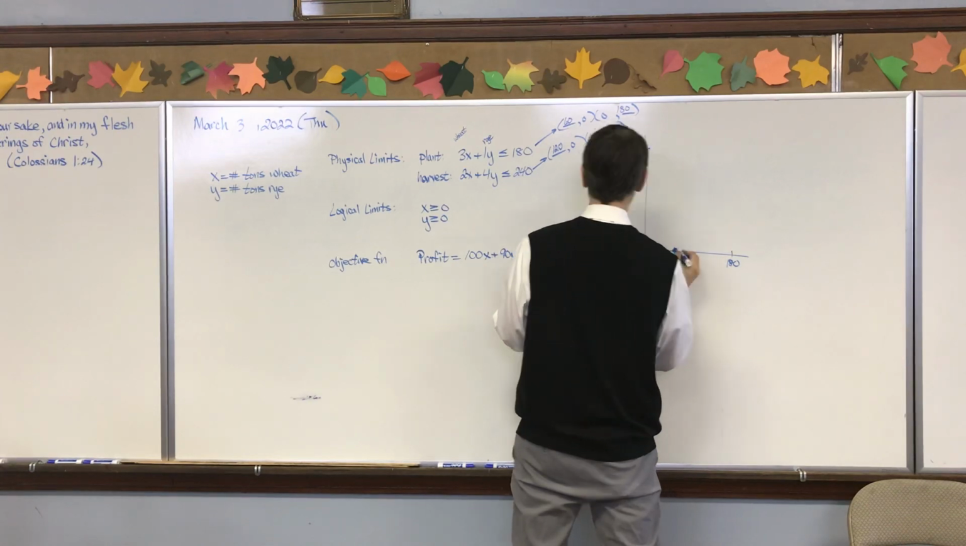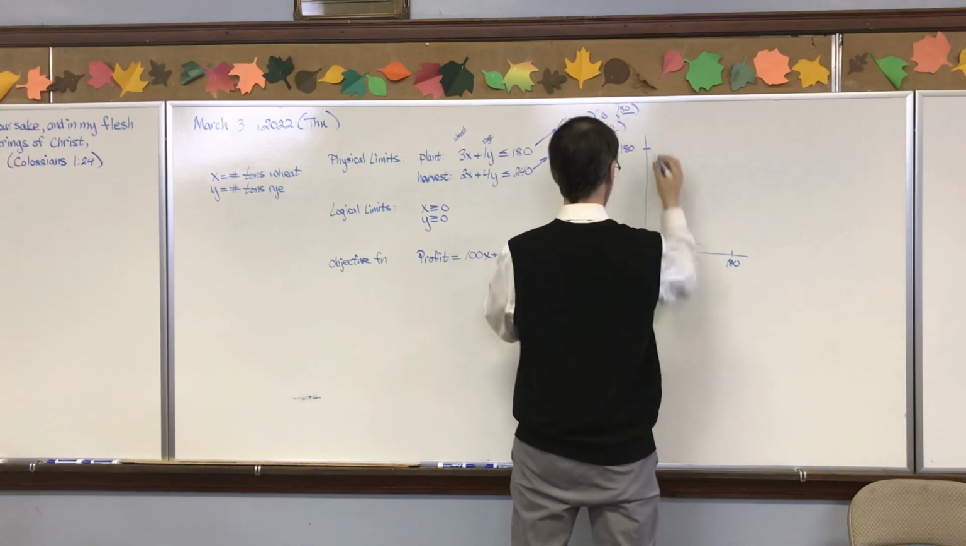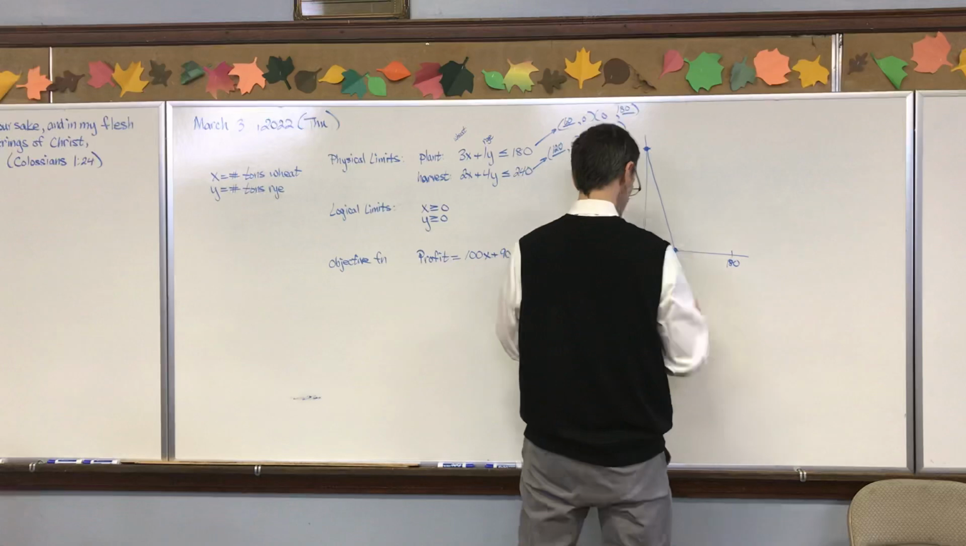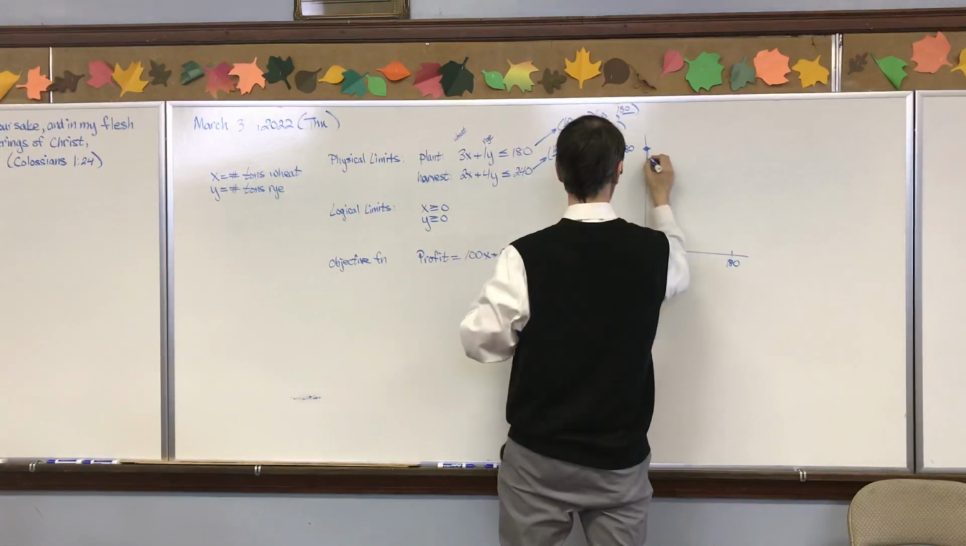And then what? 180 on the y. Solid, and then a solid line. Which way is it shading? Shade down, correct. Because 0, 0 is true.